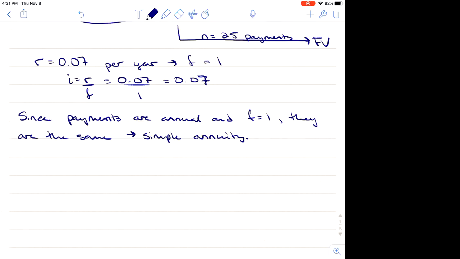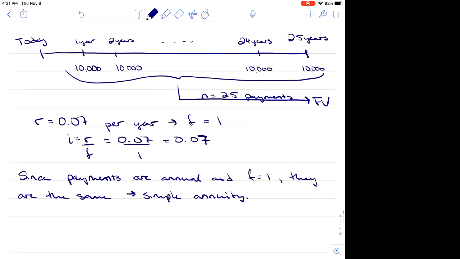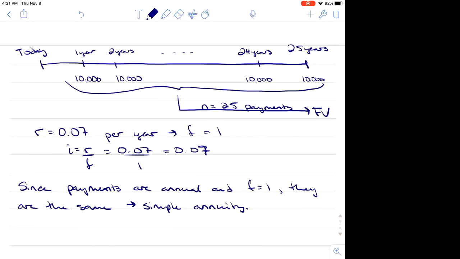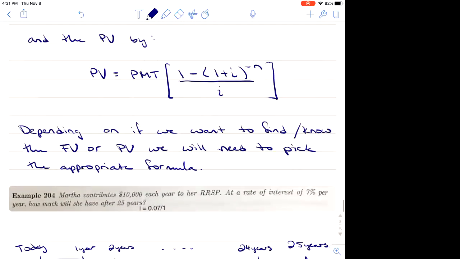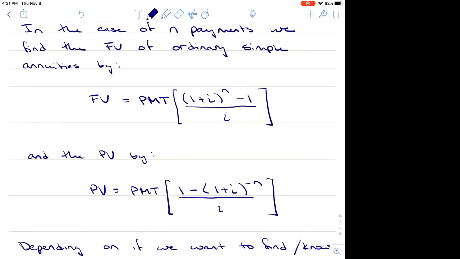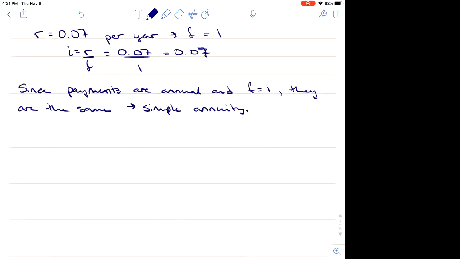Okay, so our payment amount is 10,000. If we're looking at our future value formula, we need our payment amount, that's 10,000. We have our I, and we have N, which was 25 payments. So we have everything that we need for this formula. The future value is the PMT times the bracket of 1 plus I to the power of N, minus 1, over I.